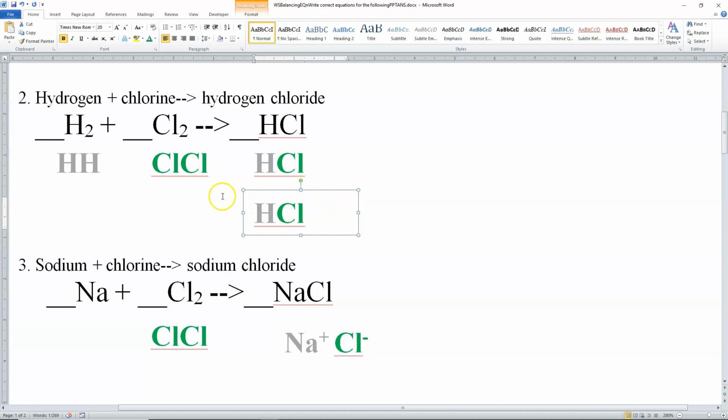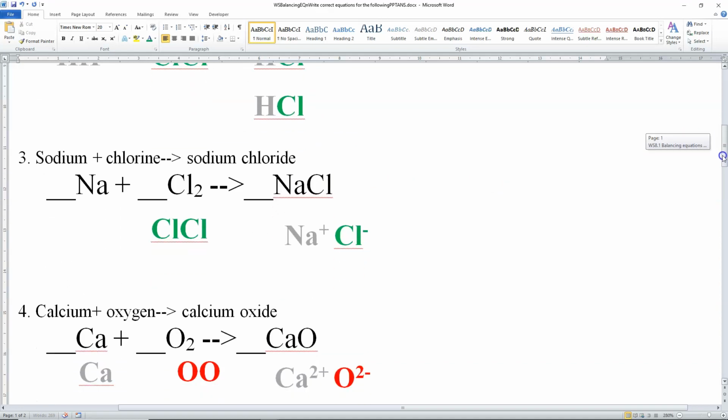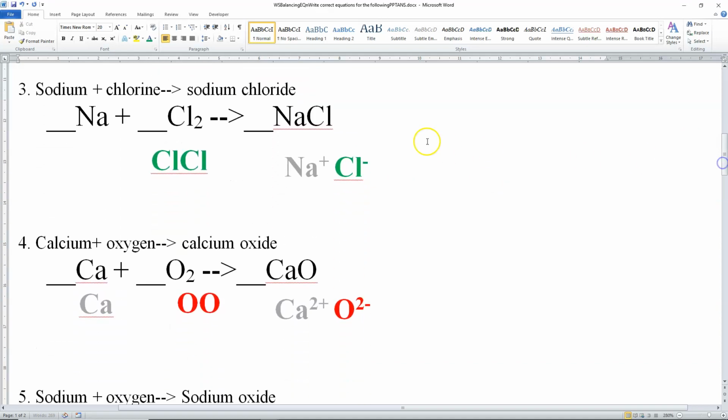So we can now see we have 2 chlorines on the left, 2 chlorines on the right, 2 hydrogens on the left, 2 on the right, so we just need to put that 2 in to say we have balanced it. So we have now got a balanced equation. Remember to pause the video between each one so you can have a go at doing it yourself.